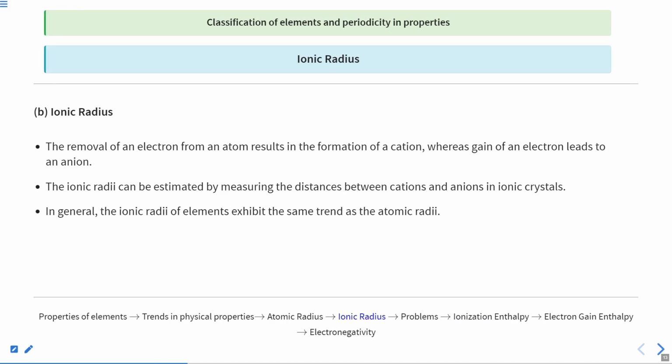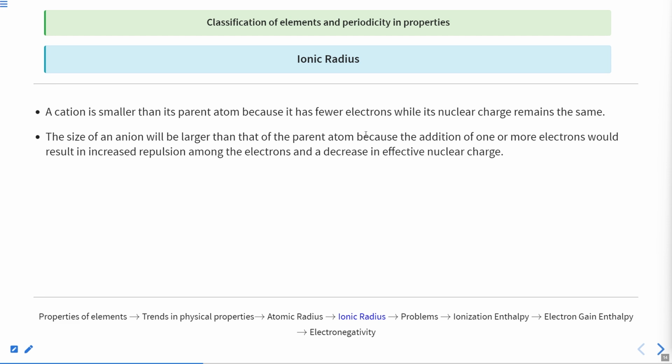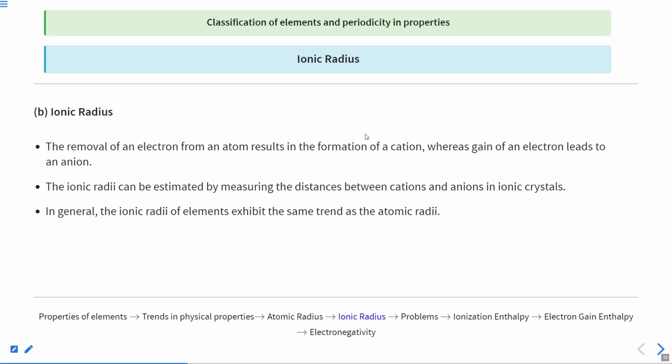Now, next is ionic radii. After the removal of an electron, it results in a cation, which is an ion, whereas the gain of an electron leads to an anion. The ionic radii can be estimated by measuring the distance between the cation and anion in an ionic crystal. So we take a crystal and we measure the distance between the cation and anion, and that is called the ionic radii. In general, the ionic radii of elements exhibit the same trend as the atomic radii. Clear? So we have seen that the trend in the ionic radii is the same as the atomic radii.